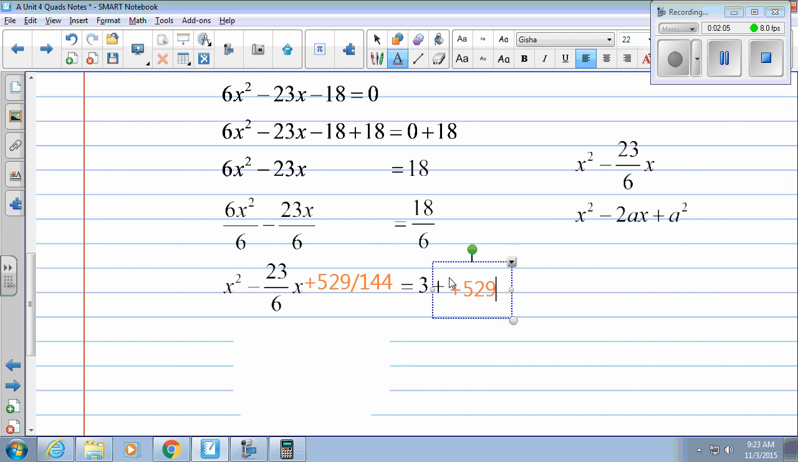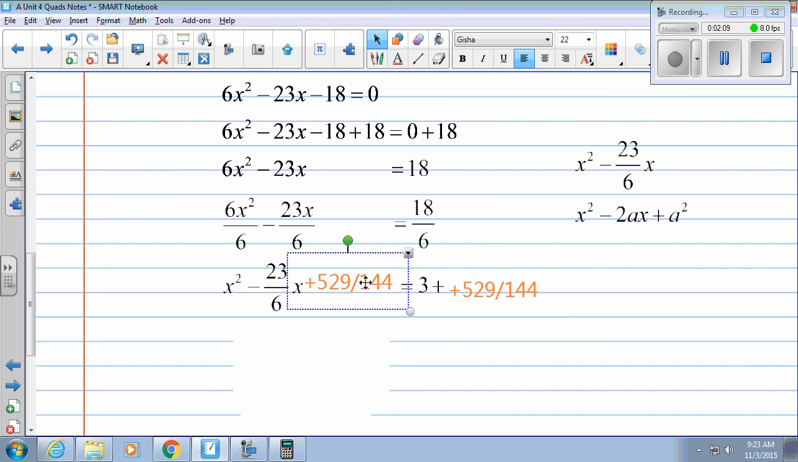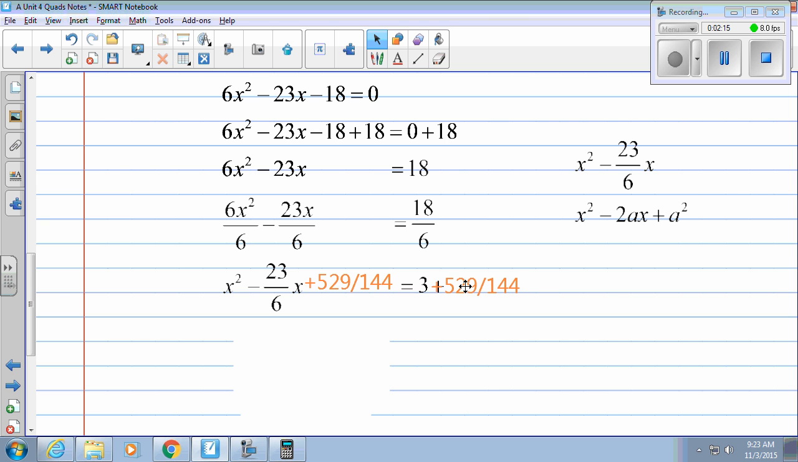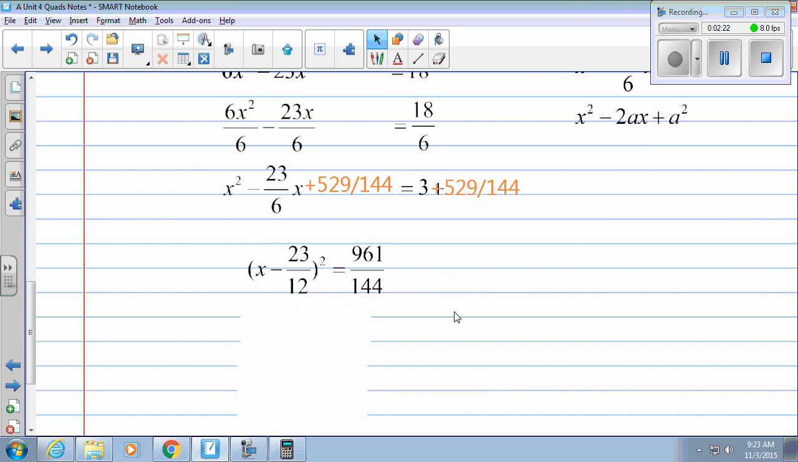So what I add to one side, I have to add to the other. So I get plus 529 over 144. Oh, look at that. I have two plus signs now. Okay, that I can factor because it's a perfect square trinomial because we made it one. And it factors to x minus 23 twelfths quantity squared.